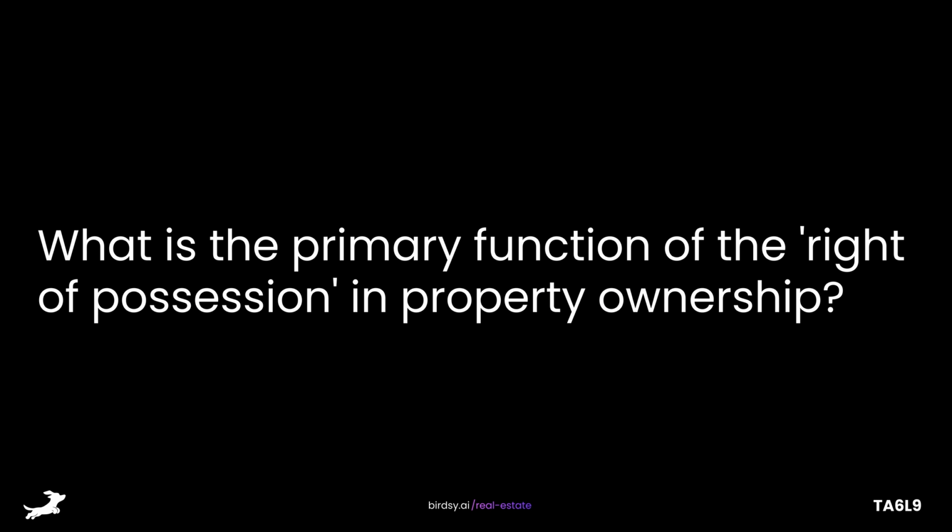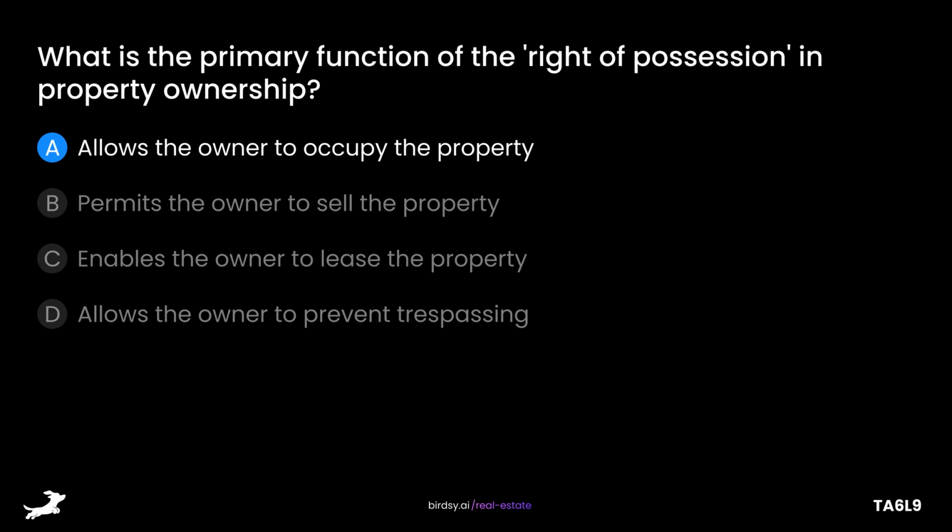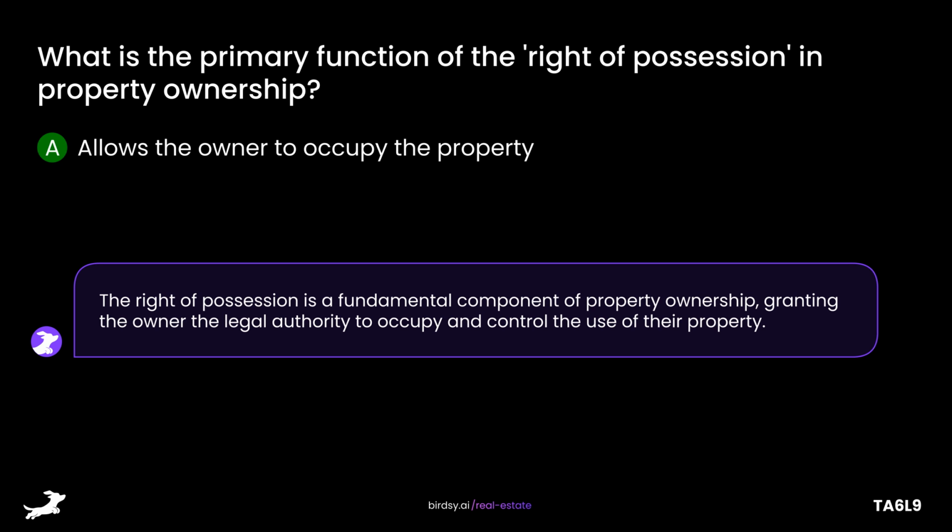What is the primary function of the right of possession in property ownership? Is it A, allows the owner to occupy the property? B, permits the owner to sell the property? C, enables the owner to lease the property? Or D, allows the owner to prevent trespassing? The answer is A, allows the owner to occupy the property. The right of possession is a fundamental component of property ownership, granting the owner the legal authority to occupy and control the use of their property.